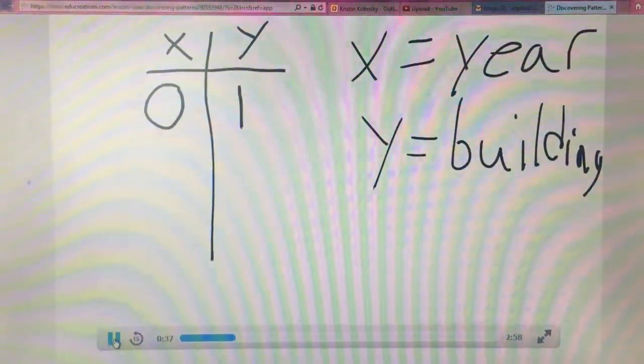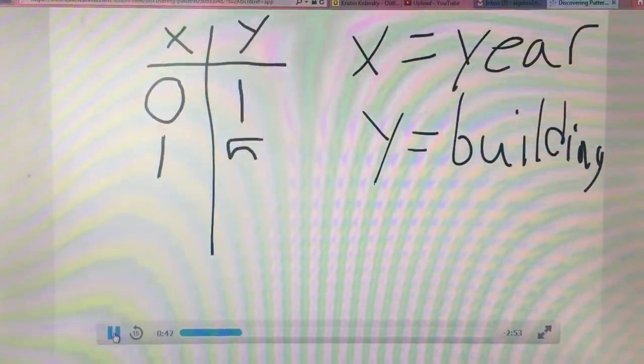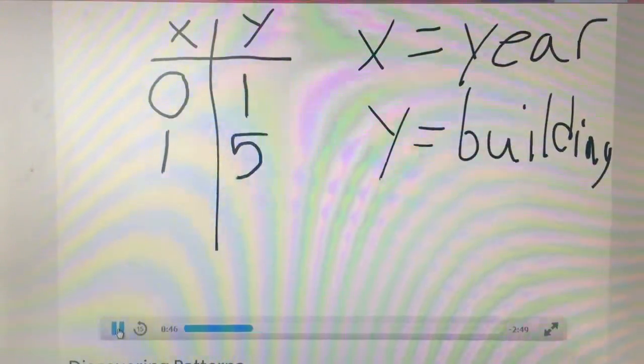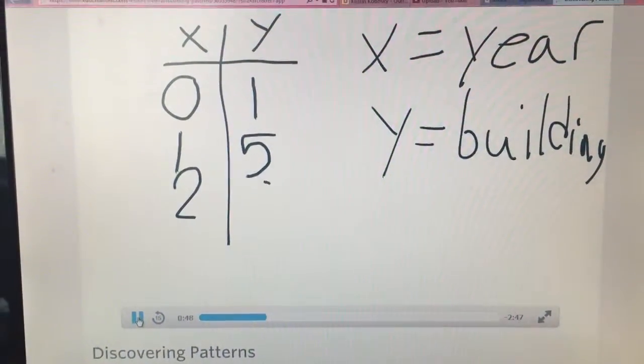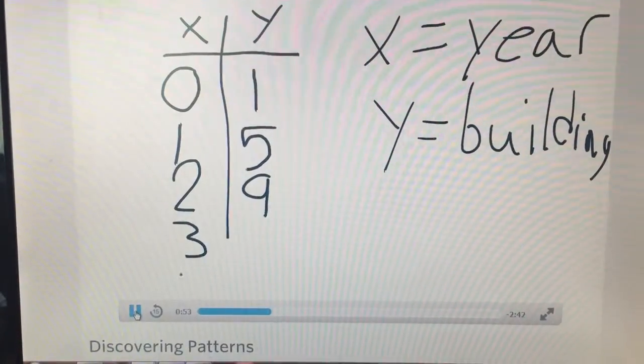And then for the next year, 2011, we will put a 1, and they only had 5 buildings in 2011. In 2012, we will put a 2, and they had 9 buildings. And so on until we get to 4, which is 2014.